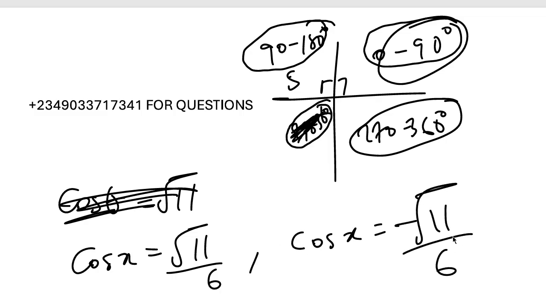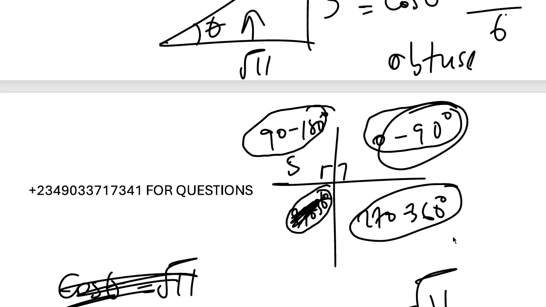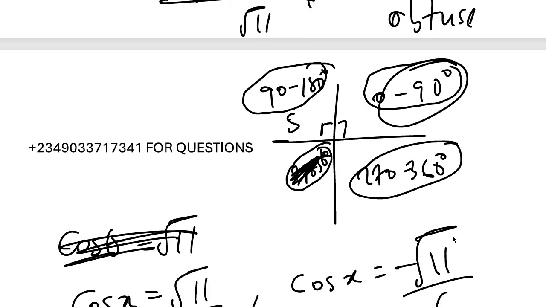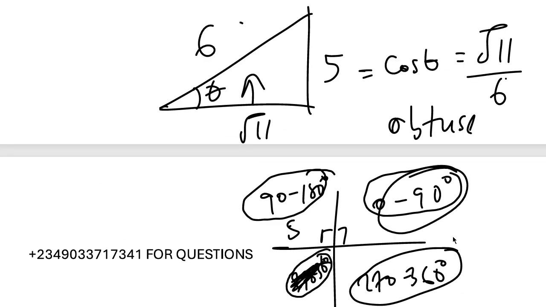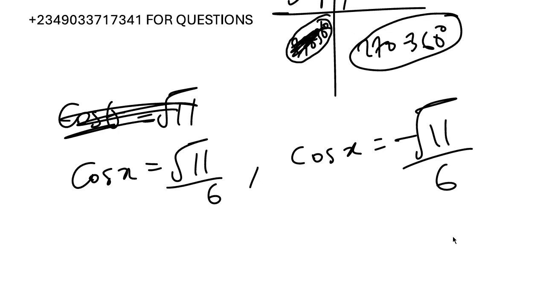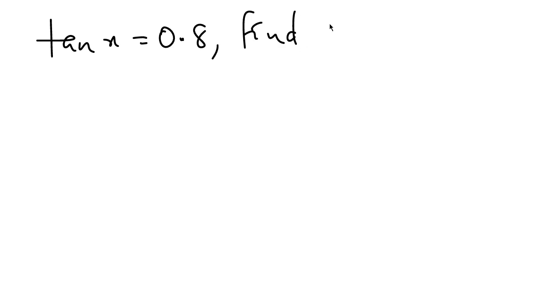That's if x is obtuse, because if x is obtuse, it lies between 90 and 180 degrees, and only sine is positive in that region. So cos has to be negative. Are you following? Okay, let's take more. So lastly, based on this concept, I want you to answer this. If I give you in the exam that tan x is equal to 0.8, and I ask you to find cosec x, what will be your response?